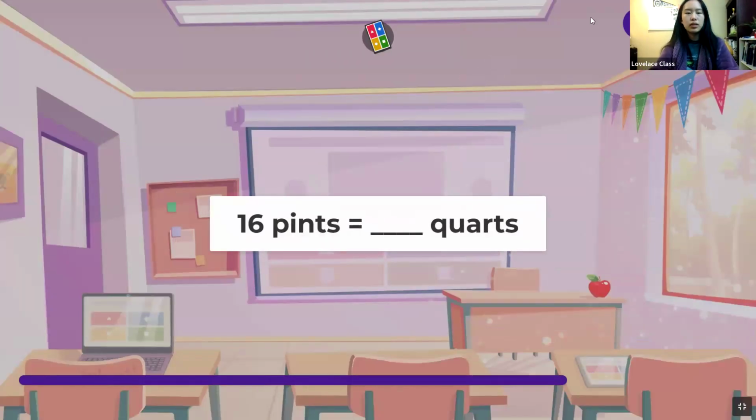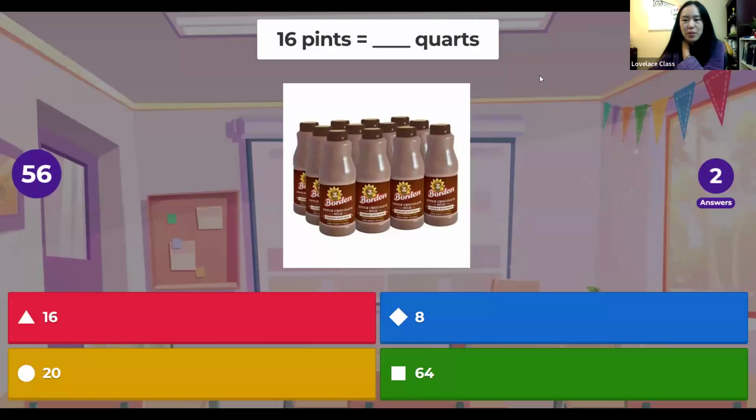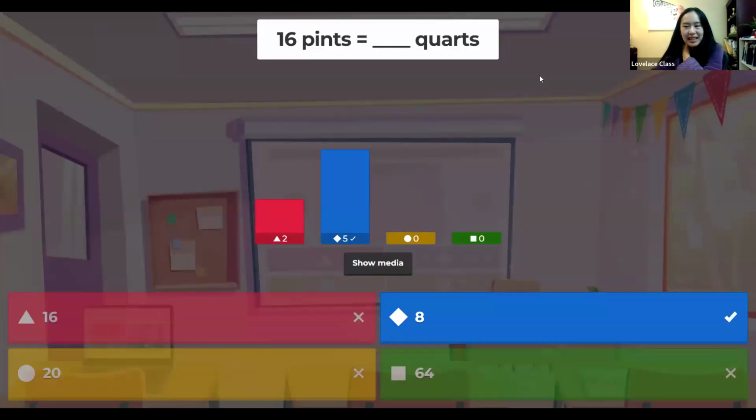Okay, pints to quarts. I think, yeah, so 1 quart equals 2 pints. Yeah. My screen is frozen. Okay, it's basically asking 16 pints equals how many quarts? And it's frozen. Oh, so you can't click on anything? No. Okay, give it a second. You have like 60 more seconds to do it, so I would just wait a second.